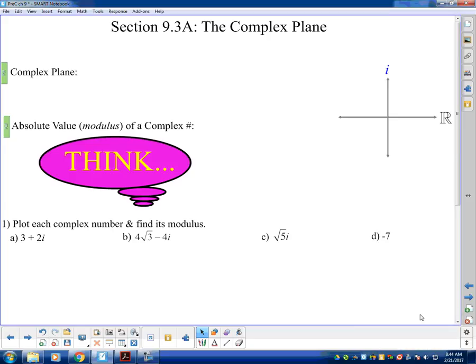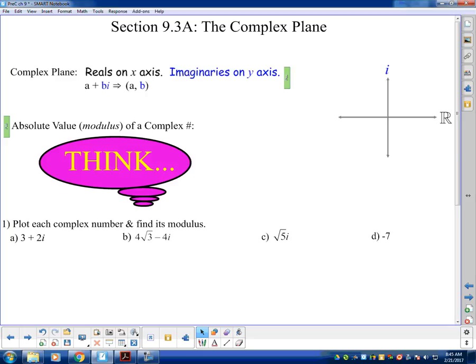Right. So the goal of this one is to be able to change complex rectangular coordinates in the form a plus bi to complex polar form in the form r cosine theta plus i sine theta. So, quick review here of the complex plane.